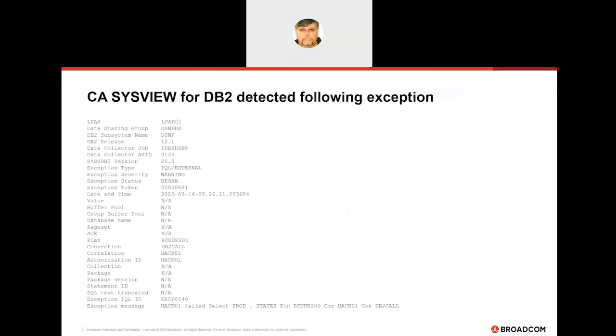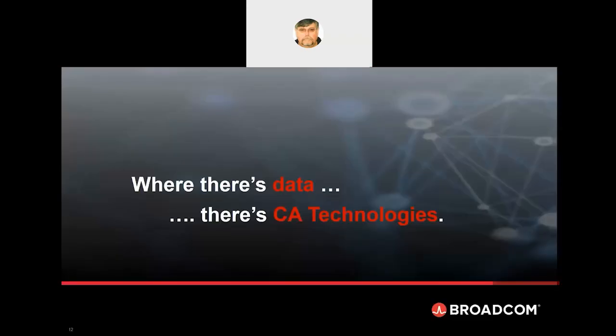So now, when SysView for DB2 detects an authorization exception, it will send an email to the people in the destination group that will look something like this, giving the information about the exception. And that's all there is to it. Thank you for watching.